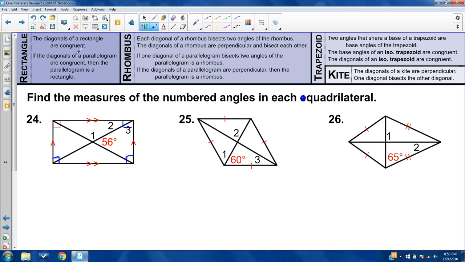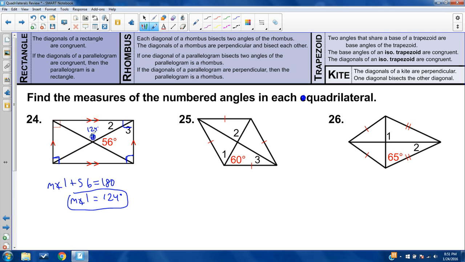In a rectangle, here we're trying to find the angle measures. So we do know this is 90 degrees here and here. How do I want to start you off with this? I'm going to start with angle 1, because 1 and 56 are supplementary here. So the measure of angle 1 plus 56 degrees equals 180 degrees. So the measure of angle 1 is 124 degrees.